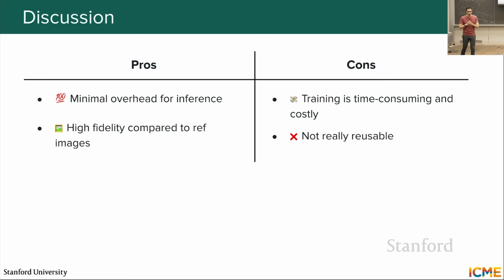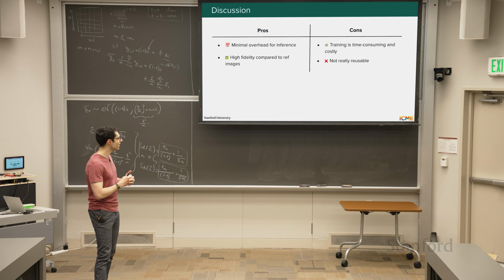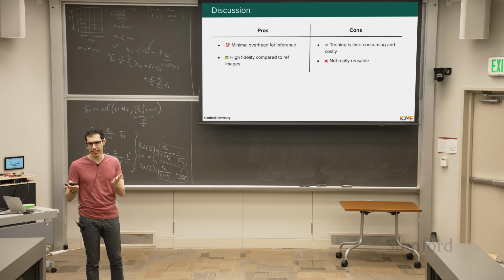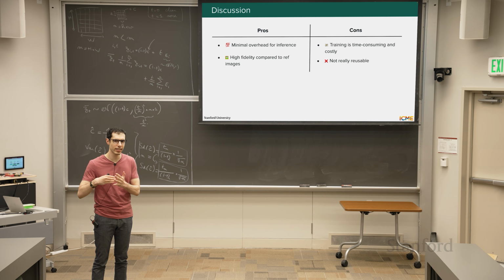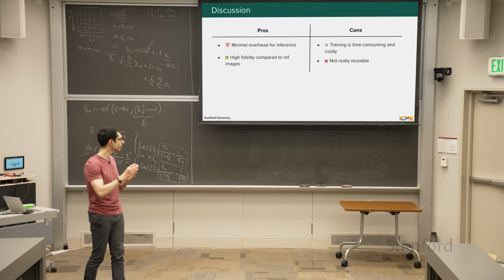And I want to talk about the pros and the cons of this approach. So the pro, the good thing is if you want to generate thousands and thousands of images of your teddy bear, well, you can do that. And the results are pretty high fidelity. They match pretty well the details that are in the input images.